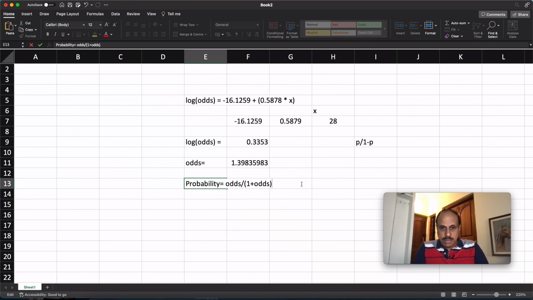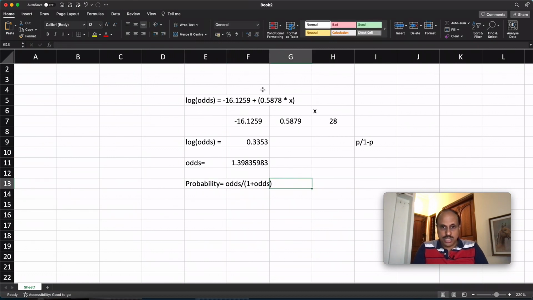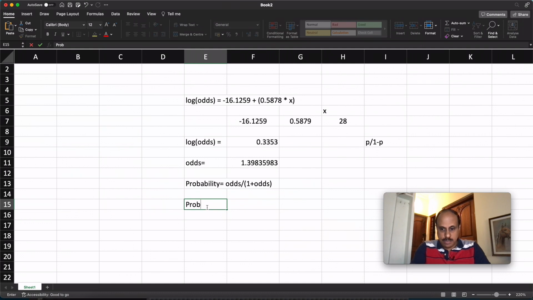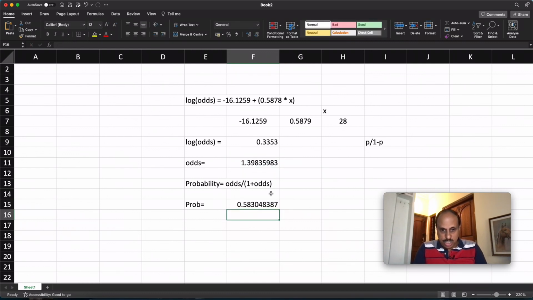So in the above step I've calculated the odds, so I can calculate the probability now. So I'll put it here. Probability, that is equal to odds divided by 1 plus, again the same cell I select, voila, I get the probability to be 0.58.